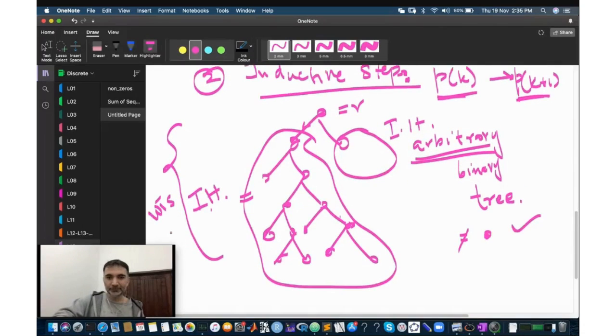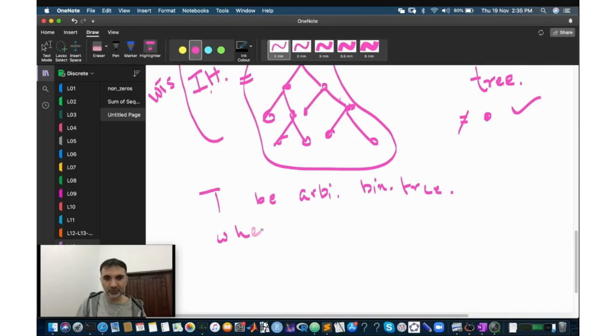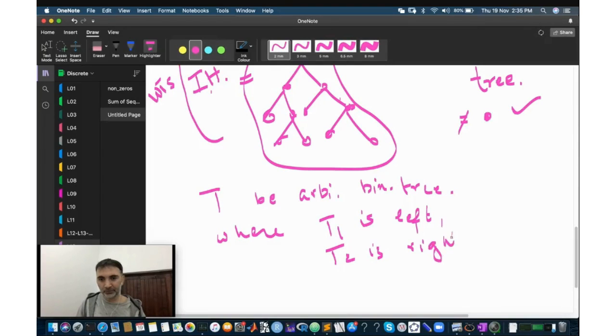Okay, so what do we need to show? We need to show that, so let T be an arbitrary binary tree where T1 is the left binary tree and let's say T2 is the right binary tree. Okay.